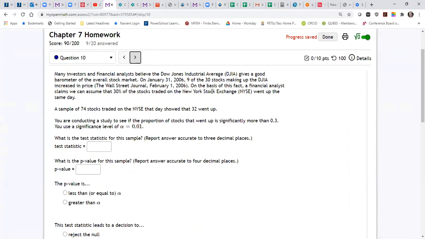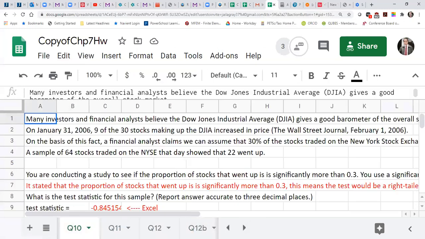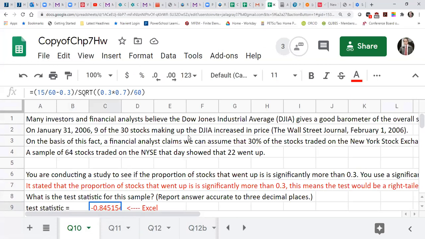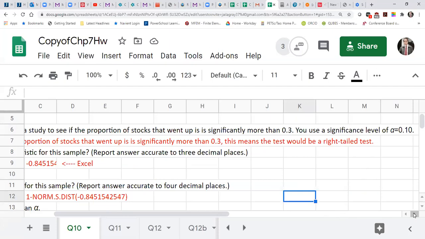Now we change to the next problem. This is the same thing, so we are still talking about the proportion, right? For number 10, for this problem, it is significantly more than, right? More than means it is a right-tailed test for this problem.